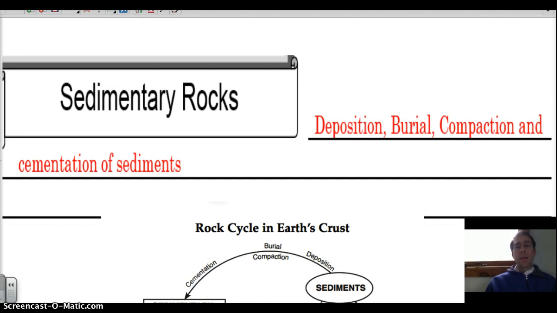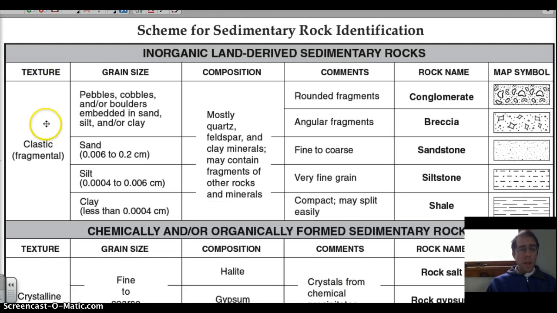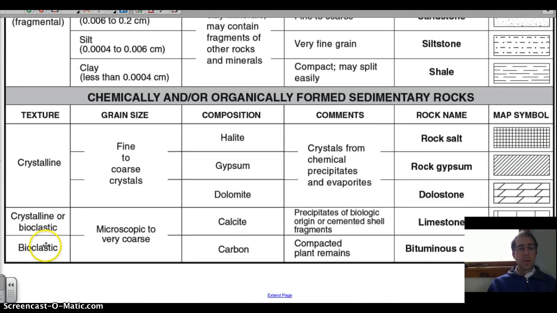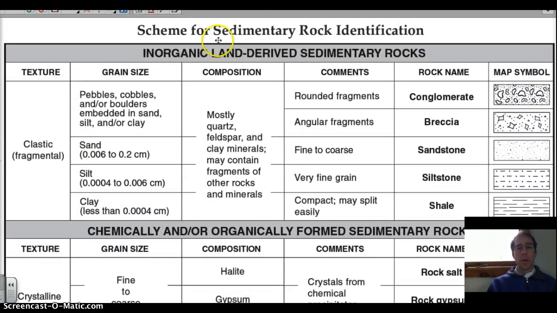Now, we classify them in 3 different ways. They're classified on the next page in the reference table, page 7. You'll see clastic, crystalline, or bioclastic. So this chart sort of breaks it down. You have the rock names over here. These are the different types of rocks, some comments on them, what they're made out of, and the size of the parts that make them up.